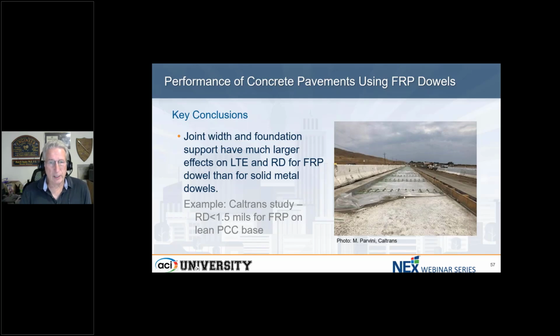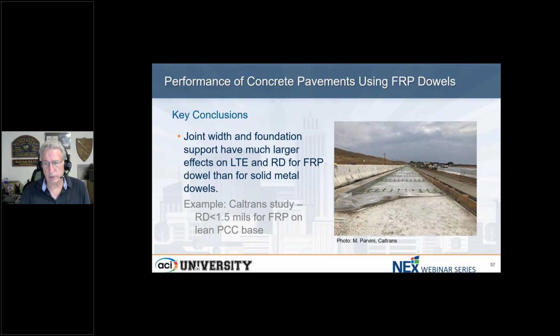Also, it's worth noting that if you build pavements on stiff foundations, cement-treated bases, lean concrete bases, asphalt-treated bases, less load goes through the bars. All your deflections are lower. So joint width and foundation support have big effects on load transfer and relative deflection for any dowel system, but especially for FRP dowels because they've got that low shear modulus.